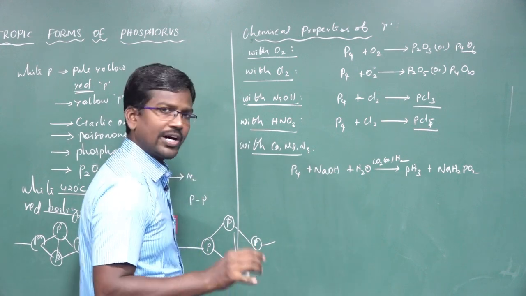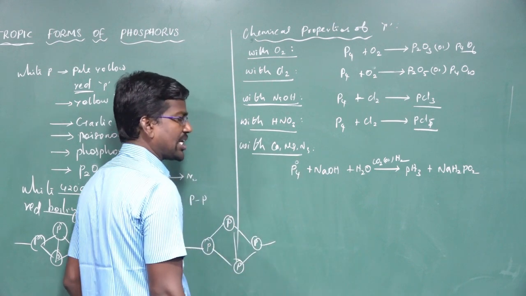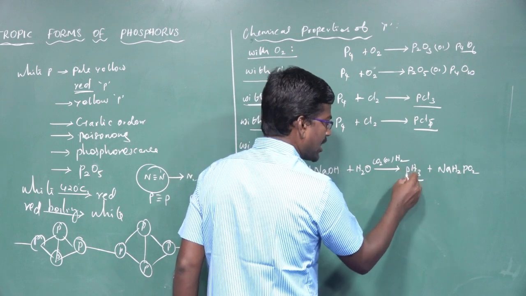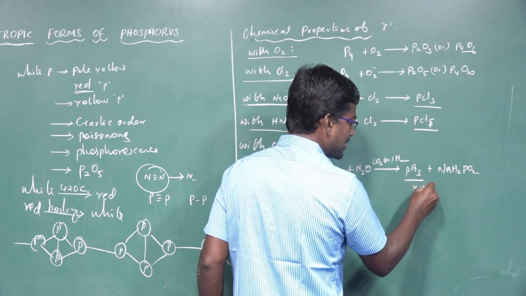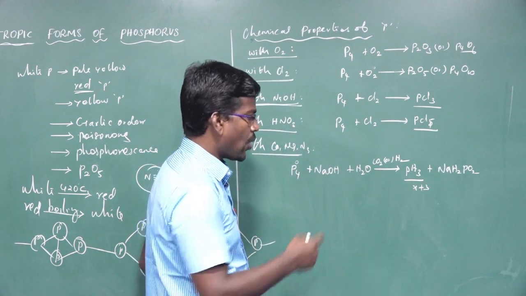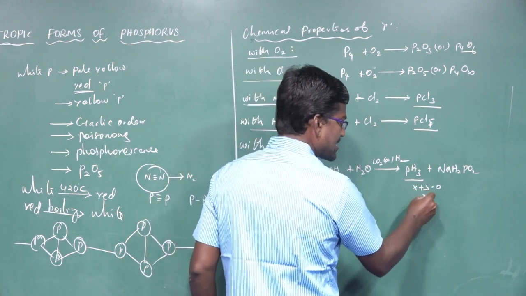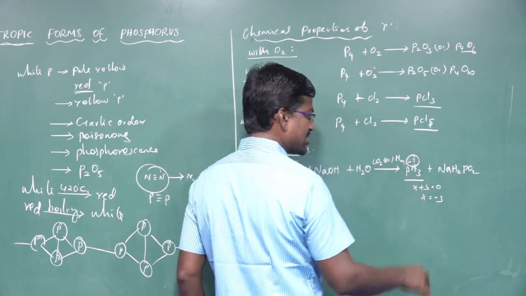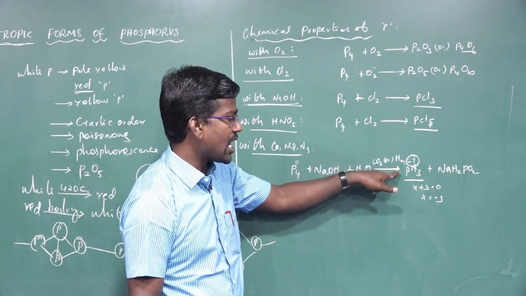a reducing agent. What is the oxidation state of phosphorus? 0. What is the oxidation state of phosphorus in phosphine? -3, because phosphorus can be expressed as x, and there are 3 hydrogens, where the oxidation state of hydrogen is +1. So x plus 3 equals 0, and x equals -3. Phosphorus exhibits the -3 oxidation state in phosphine.